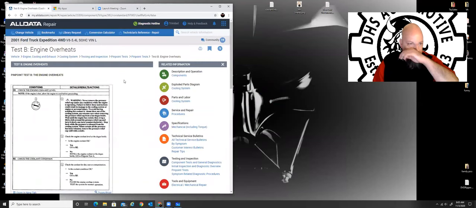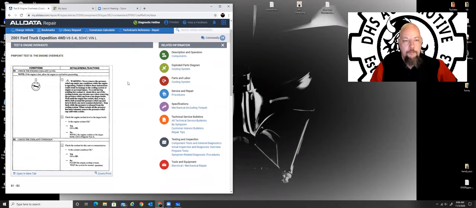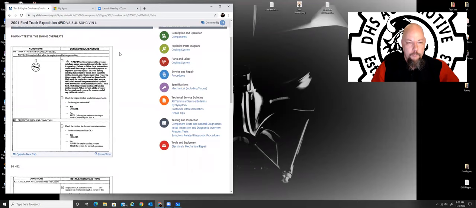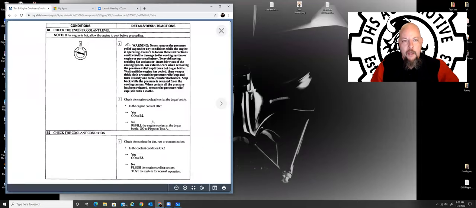A Ford truck, it's an Expedition, and the engine overheats, okay? And what Ford has provided various people and shops and what have you is access to their information. This thing that you see right here, this trouble tree, is the actual Ford trouble tree that they show you. It's not spread out like a tree. We just call it that.